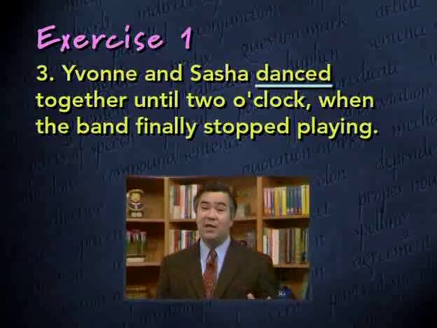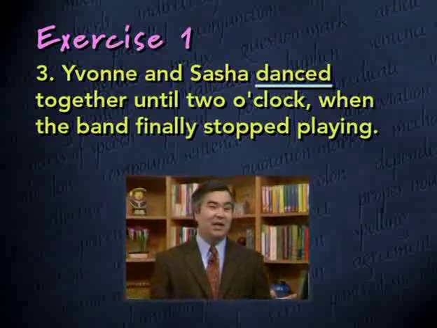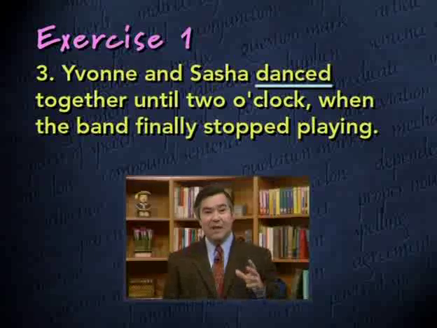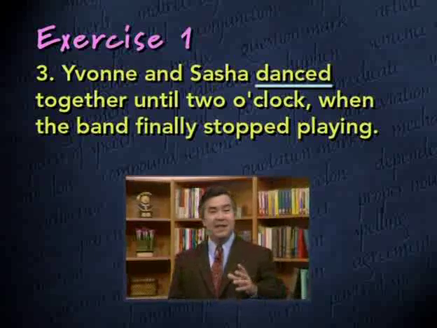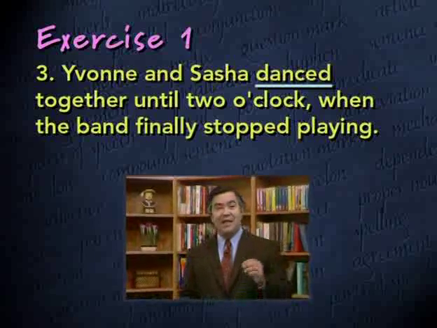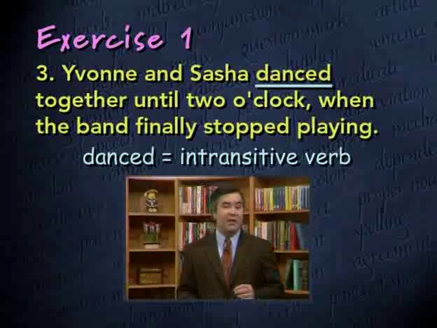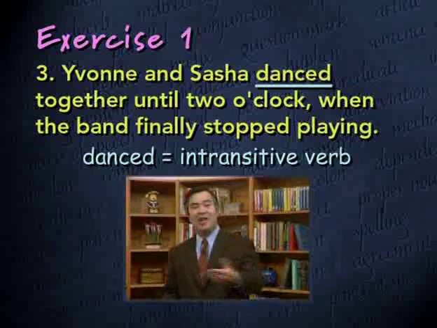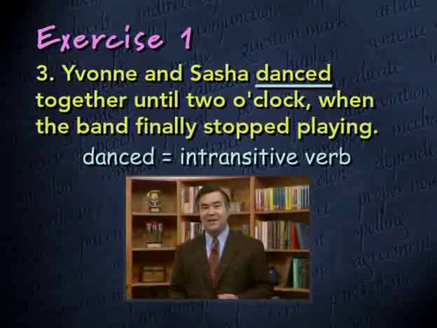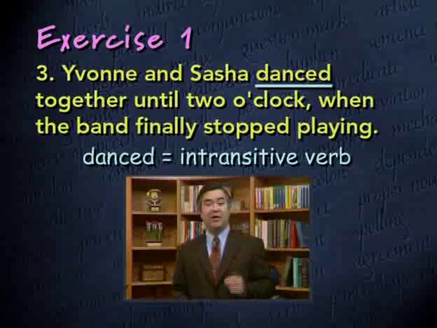Neither one, however, is an object, and neither one is being linked to Yvonne and Sasha. Neither one tells us what Yvonne and Sasha were. Therefore, the verb danced, in this case, doesn't have an object, and it's not being used as a linking verb. It is an intransitive verb. Remember that an intransitive verb is a verb of action that doesn't have an object receiving the action, and that's the case in this sentence. The verb danced is being used here as an intransitive verb.